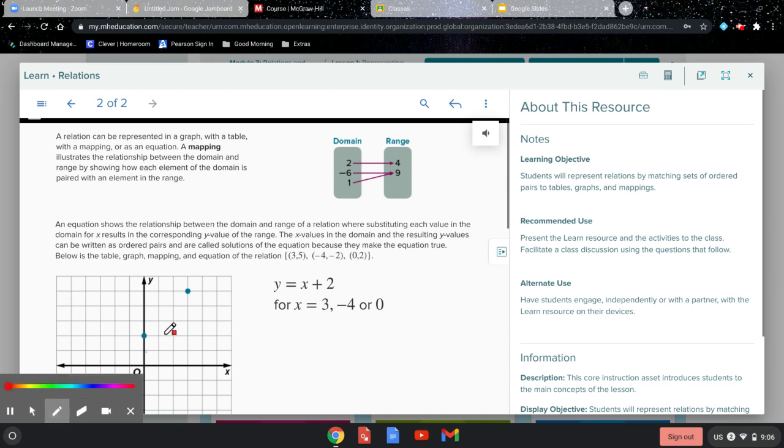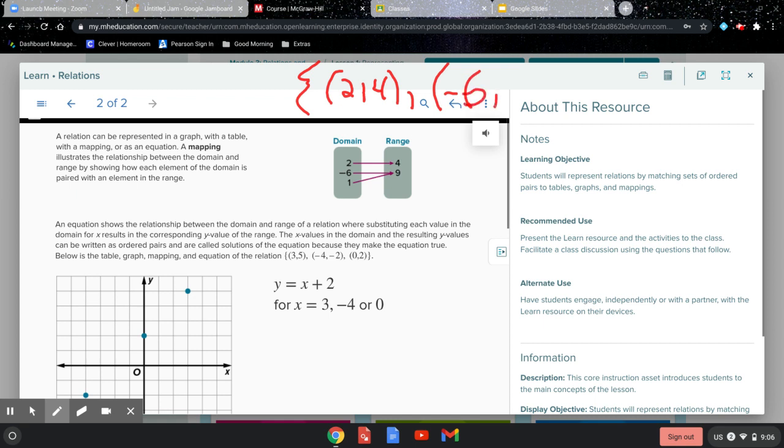Okay, so if I asked you to find the ordered pairs from this mapping diagram, you would have (2, 4), you would have (-6, 9), you would have (1, 9). And then we end it with the brackets. Those are the ordered pairs represented in that mapping diagram. That domain is our x value. So my ordered pair would be 2, and then wherever that arrow draws, that's your y value, your range.